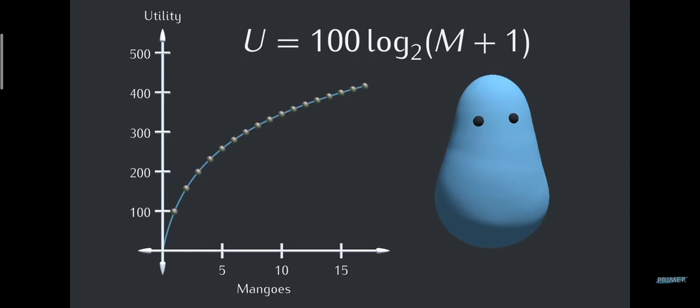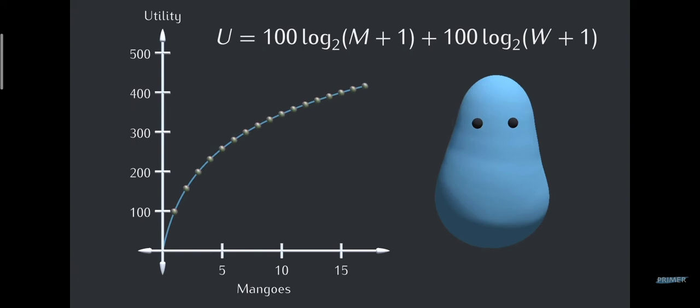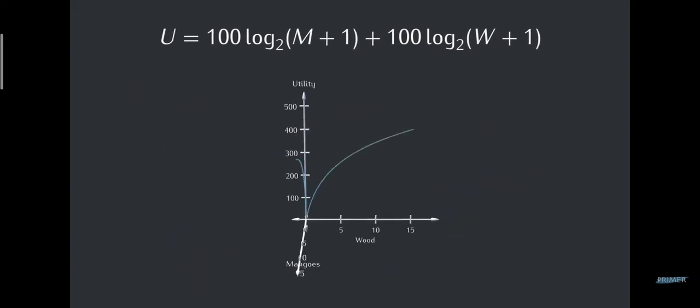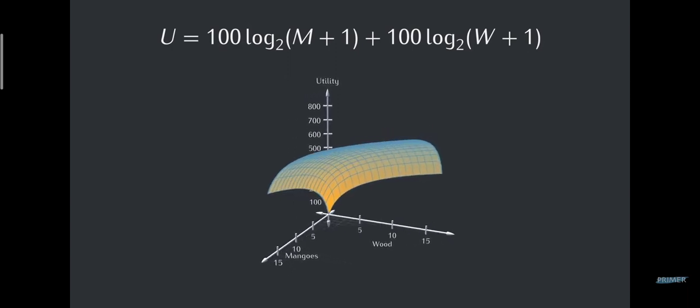All right, now let's add wood to the picture. At first, we'll assume the blob values wood in the same way it values mangoes. Now our happiness point function has 2 inputs and 1 output. So to show it in the graph, we need to add another axis for wood. And now instead of a curve, we have a surface.